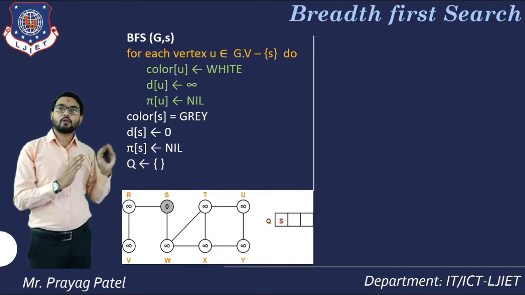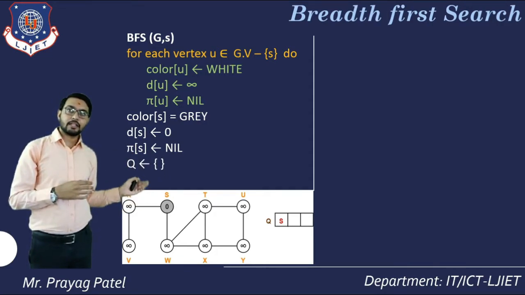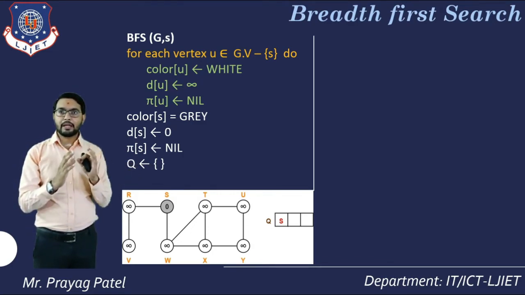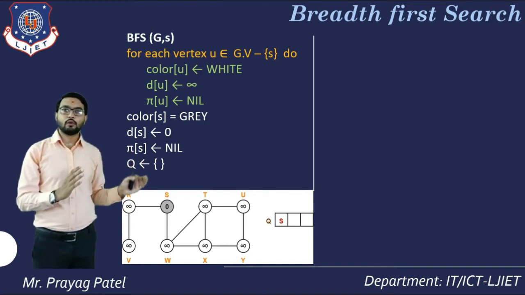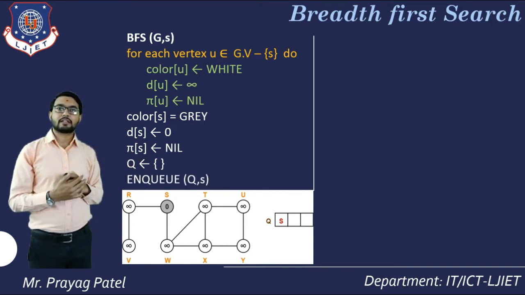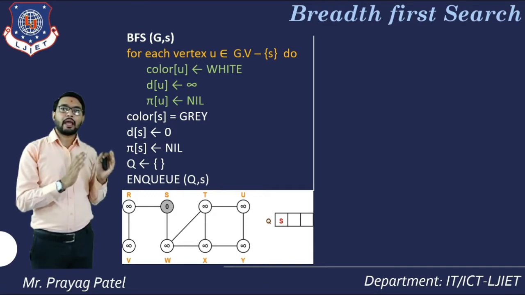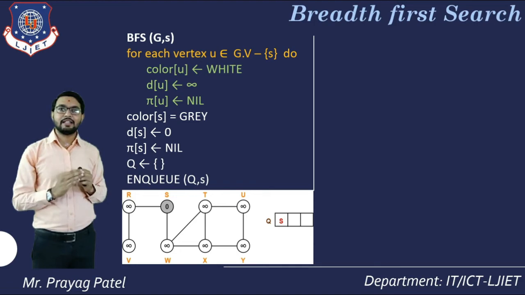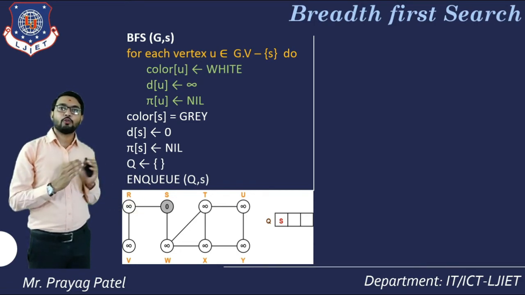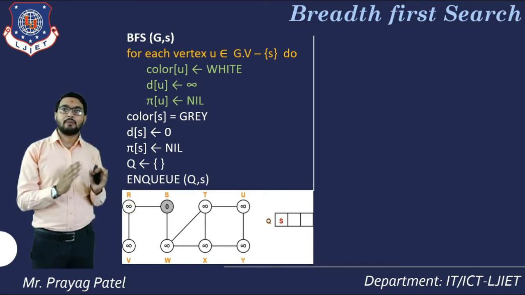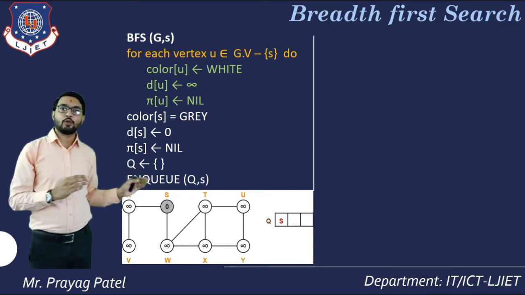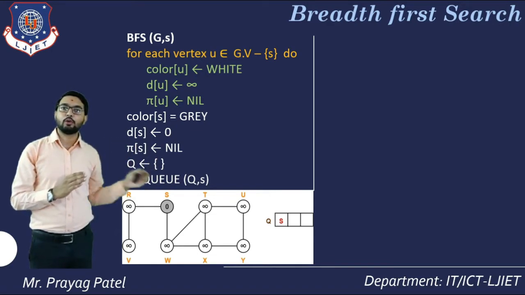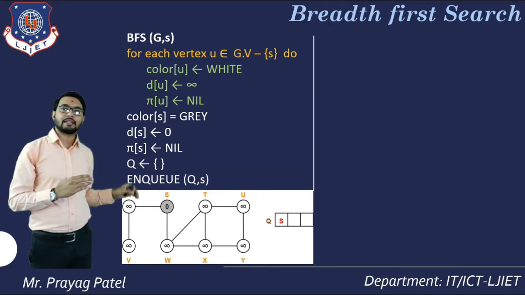Now consider Q equal to empty. Here the empty set, phi, means initially there is no element in Q. So Q equal to phi. Now consider the next step, ENQ S. ENQ means insert in a Q. We already discussed this in an example. The ENQ function inserts the particular element in Q. So here Q is the name of the queue and S is the argument to be inserted. So the first element S is inserted in Q.